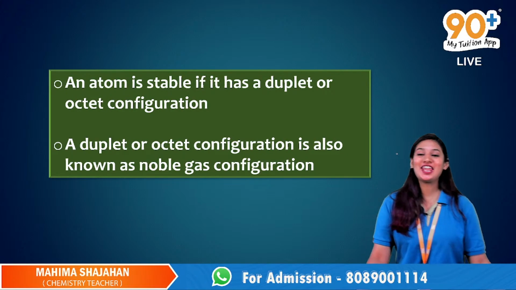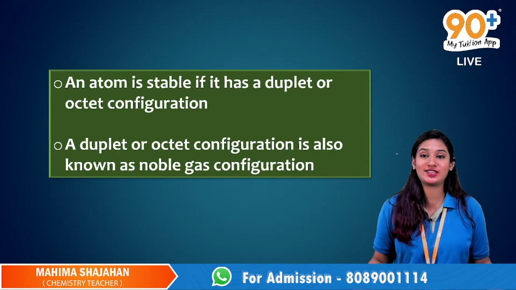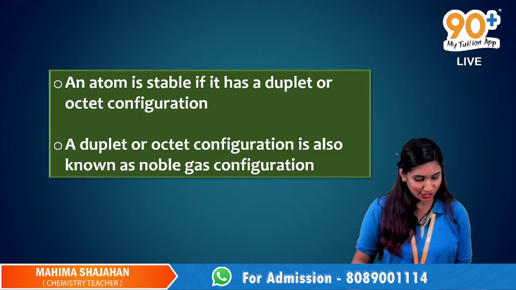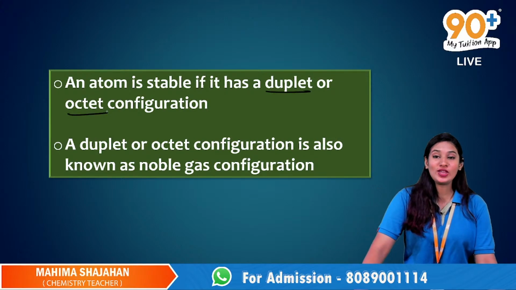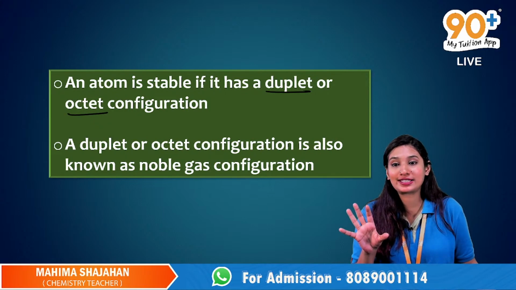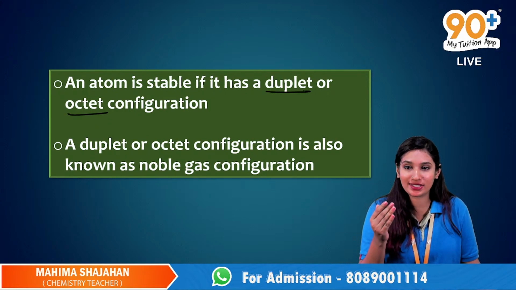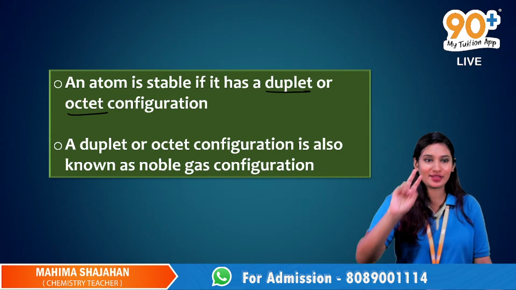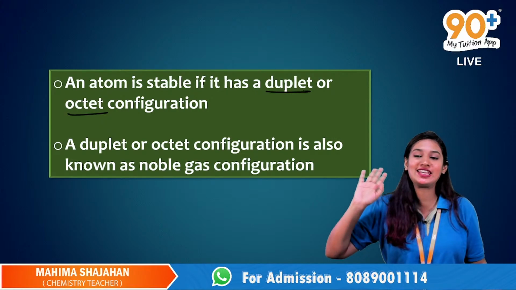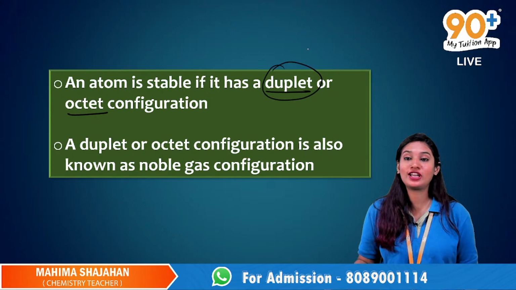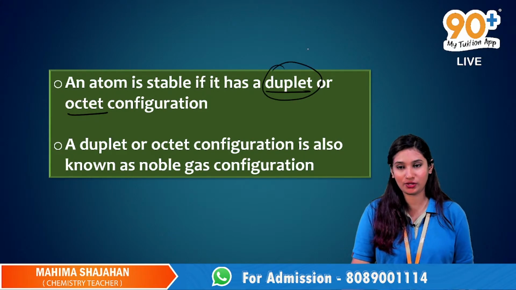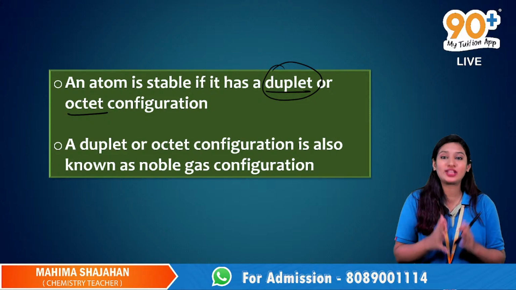An atom is stable if it has got a duplet or octet configuration. Now what is duplet or octet? Yes, we said that helium has got an outermost electron of 2. Now the outermost electrons found in helium is 2, right? Yes. If it is 2, we call it as duplet configuration. Okay, that is only for helium.